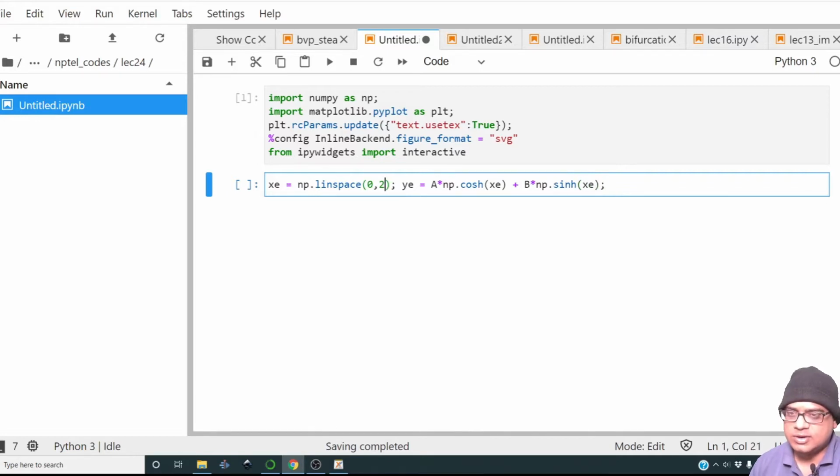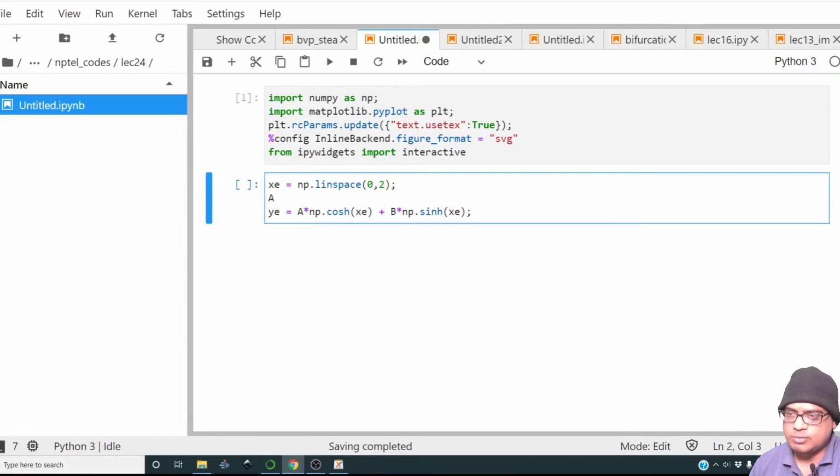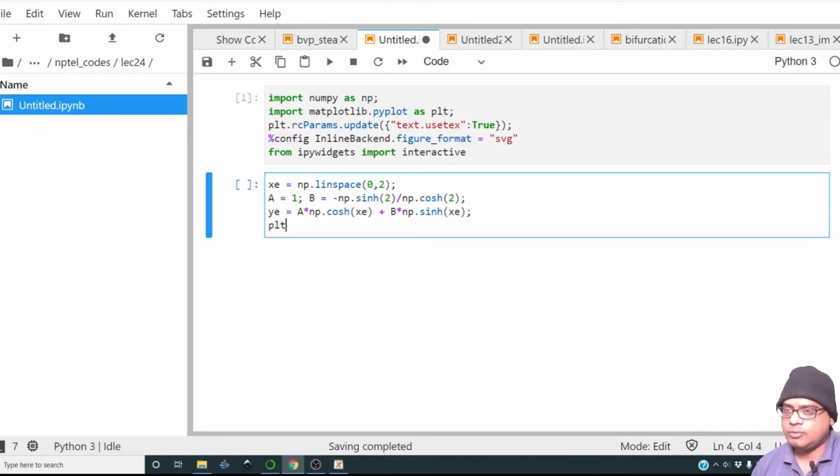We can send this to the next line because we need to define the constants a and b. So a is 1 while b is equal to minus np.sinh(2) divided by np.cosh(2). Alternately you could have written it as minus np.tanh(2), but anyway, this is fine. So with this, let us do a plot.